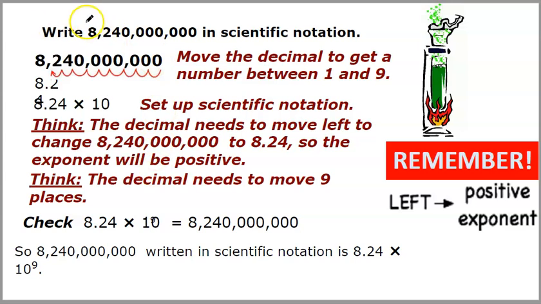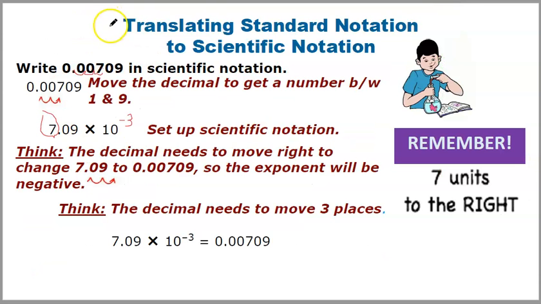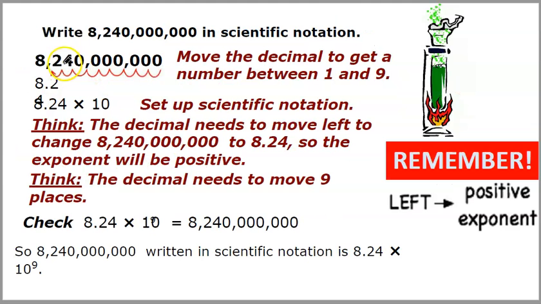And here we go again. If you're translating this, and we need to make it, this is a very large number. I know it's going to move to the right because this number is much larger than 0, whereas this one was less than 0. So that's how I knew it was going to be a negative exponent. This one's very large. It's much bigger than 0.